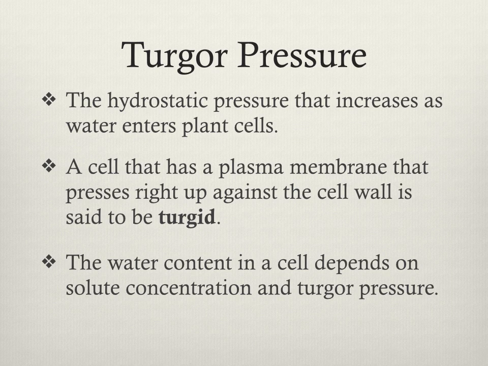Turgor pressure is the hydrostatic pressure that increases as water enters plant cells. The cell wall of plants restricts the extent of how much the cell can swell. The water content of plant cells depends on turgor pressure as well as solute concentration. A plant cell full of water causing the plasma membrane to press up against the cell wall is considered turgid. Therefore, the more water a non-turgid cell absorbs, the more rigid it will become as water exerts pressure on the cell wall.